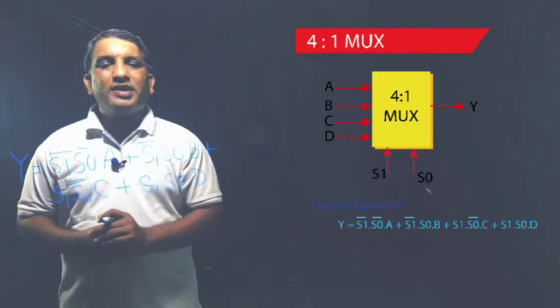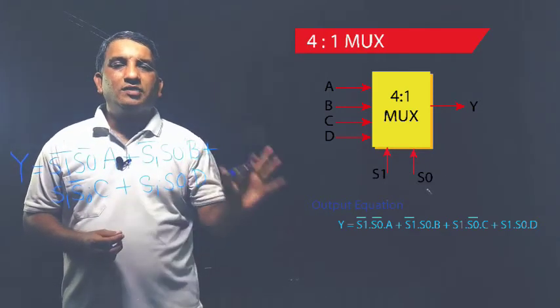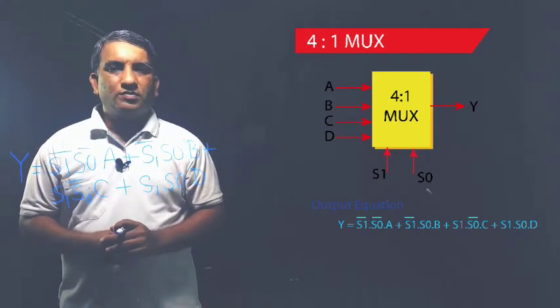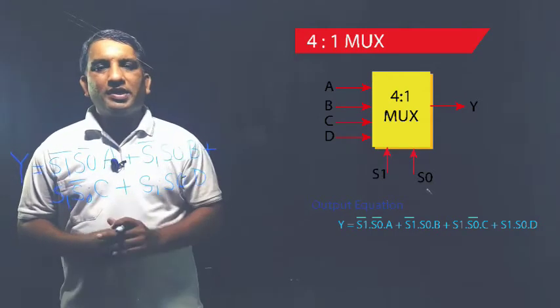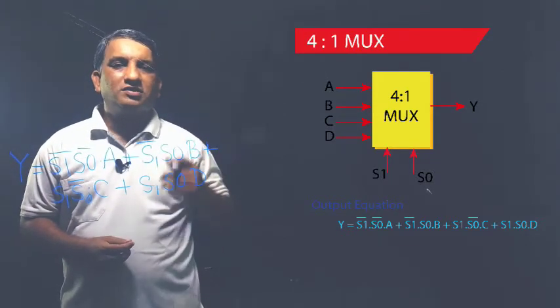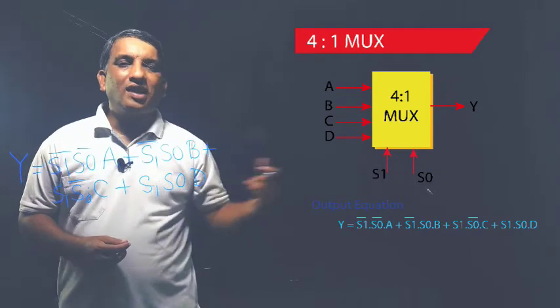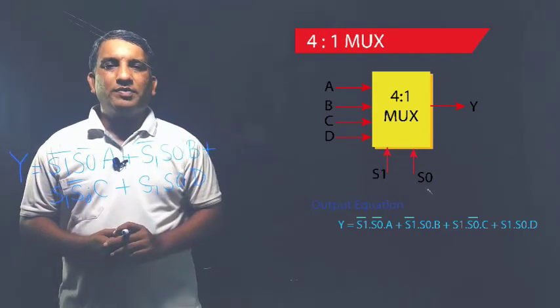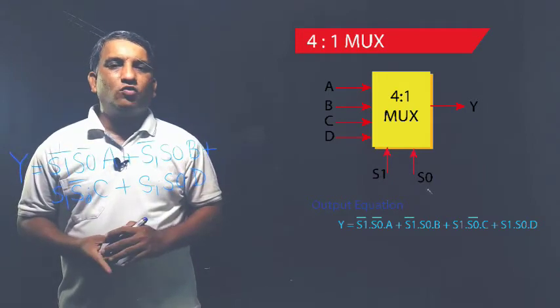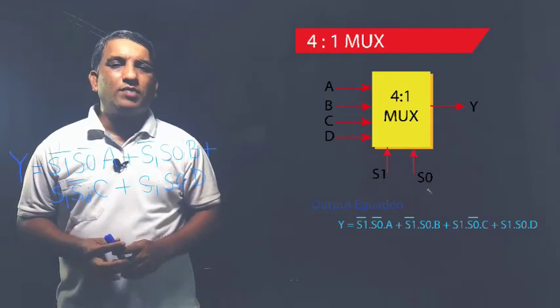We have to implement this output equation in terms of VHDL statements to get the VHDL program. So before implementing this output equation, we have to write down some header files, entity, and then in the architecture part, you have to implement this equation. So let us go for the VHDL code for this 4:1 mux.